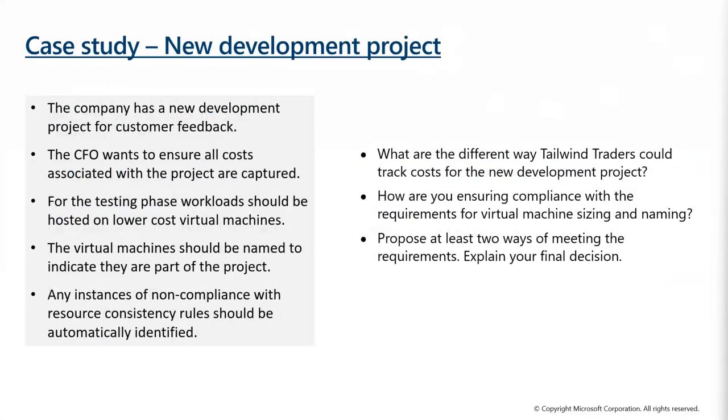The CFO, the finance officer, is actually trying to be sure that all the costs are captured. How do I track down the cost of a specific project? I mentioned that one too. For the testing phase, I should use cheaper computers. How do I limit the sizes? The computers should all be named in a specific way.